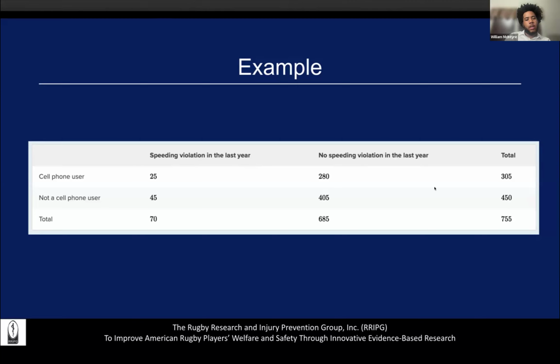And this is done for every column and every row. And then the last row shows the total of people that either violated the speeding laws or didn't violate the speeding laws.